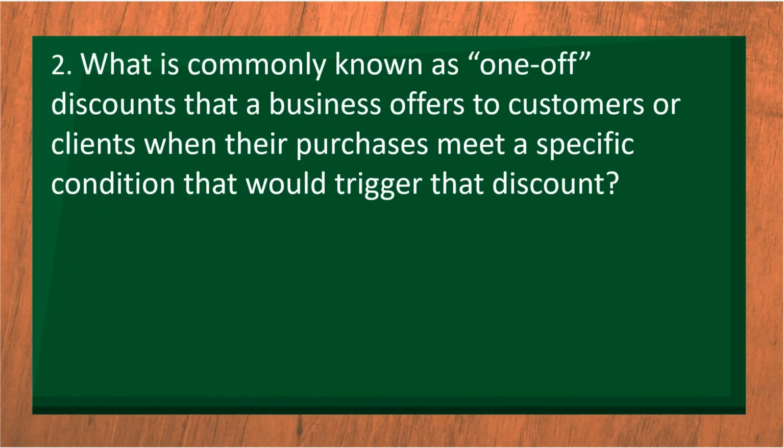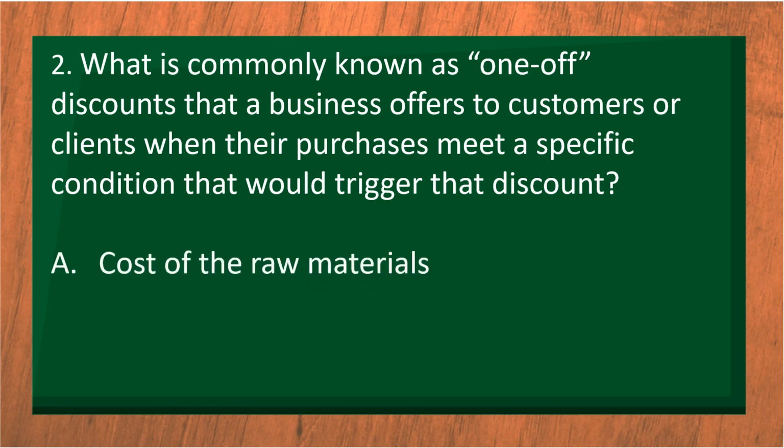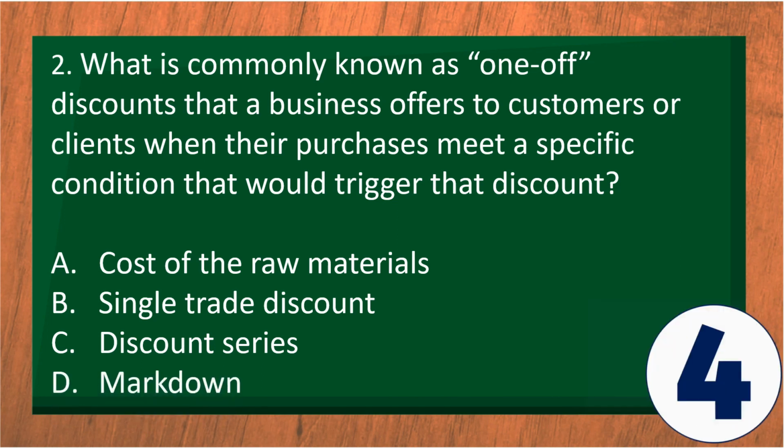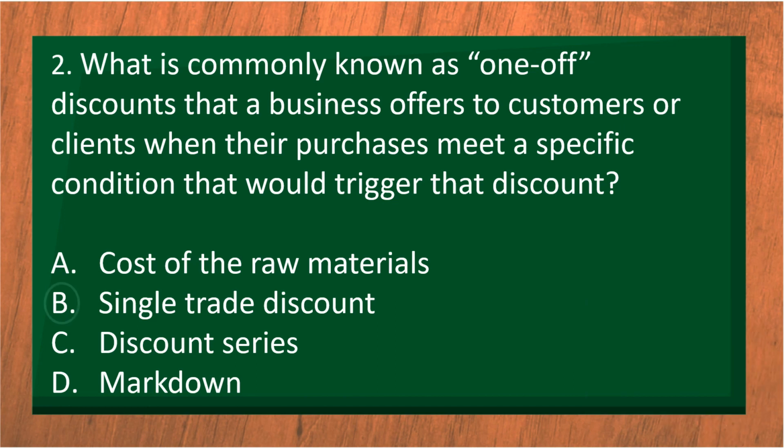Number 2. What is commonly known as one-off discounts that a business offers to customers or clients when their purchases meet a specific condition that would trigger that discount? Letter A, cost of the raw materials. Letter B, single trade discount. Letter C, discount series. Or letter D, markdown. The answer is letter B, single trade discount.